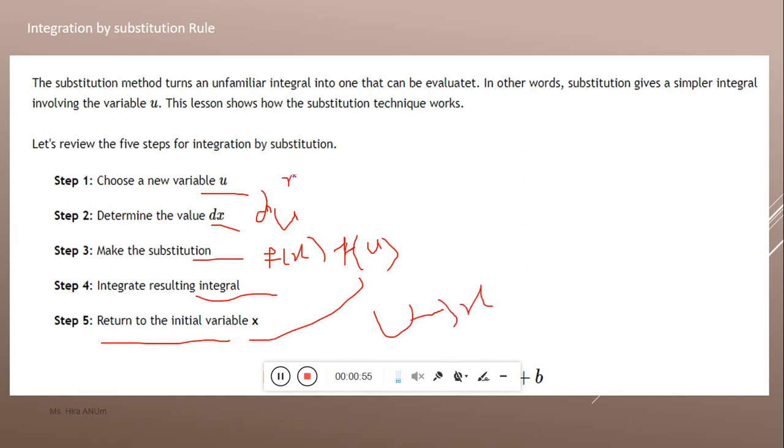Firstly you change the x variable into u, then change dx into du, then substitute both values in the function. Change the function f of x into f of u, then take the integral of f of u, then convert f of u back into f of x.